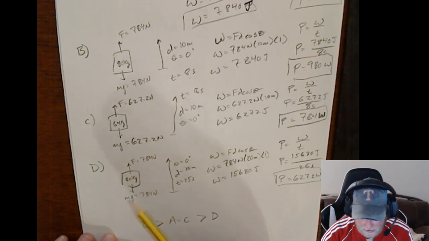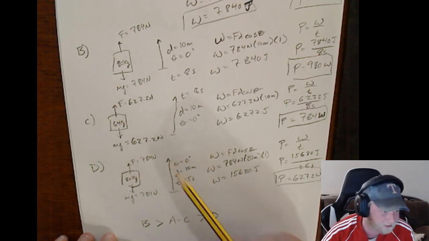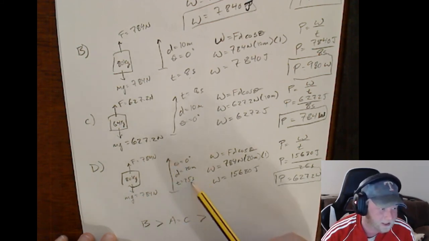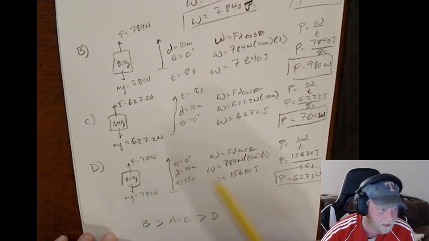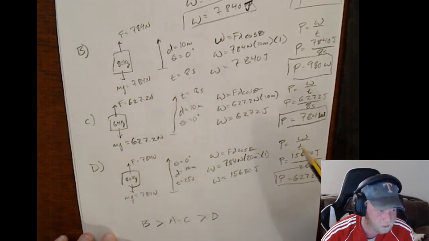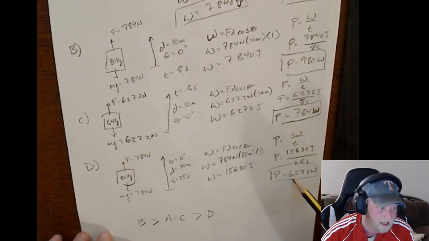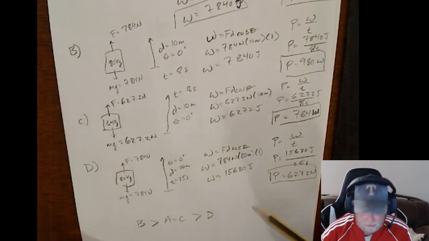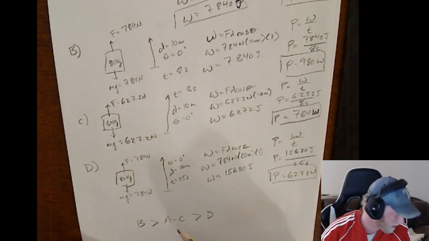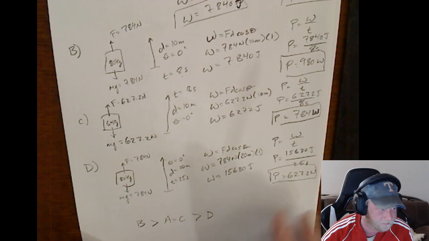Now in part D, you've got a guy that's going 20 meters instead of 10, right? It happens in a time of 25 seconds. We know that angle of difference between your displacement and your force vector is still 0. Calculate out your work, put your work over your time to find your power, and you get 627.2 watts. Right, so if we're going to rank this, right, B is greater than A equals C, which is greater than D.